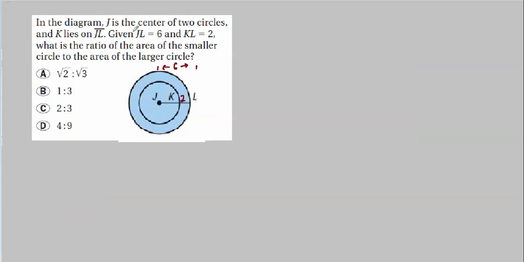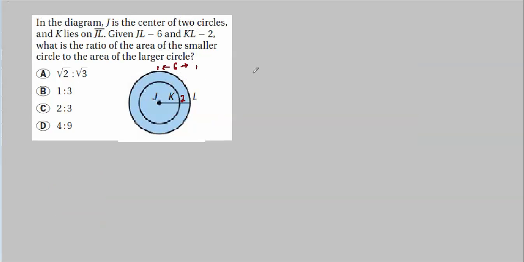Here they gave us a couple of concentric circles. That means they have the same center. And they want to know the ratio of the area of the smaller circle to the area of the larger circle. They gave us JL, which is 6. They gave us KL, which is 2. So JK must be 4.